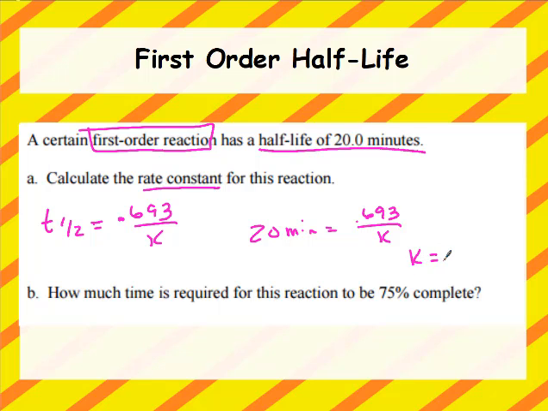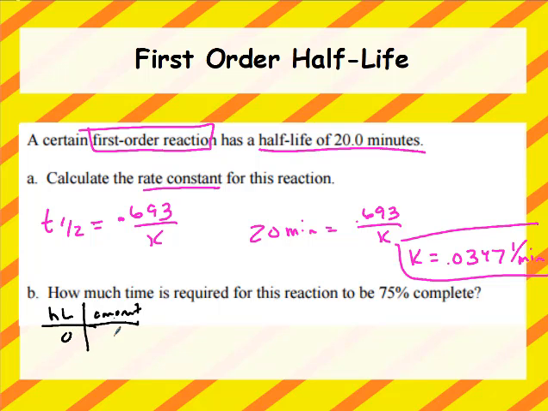So 0.693 over 20 gives us that. Since it's first order, 1 minus 1 is no molarities, so our unit is 1 over minutes, or 1 over time. To solve part B, I can use the integrated rate law, and I can also use the half-life equation.